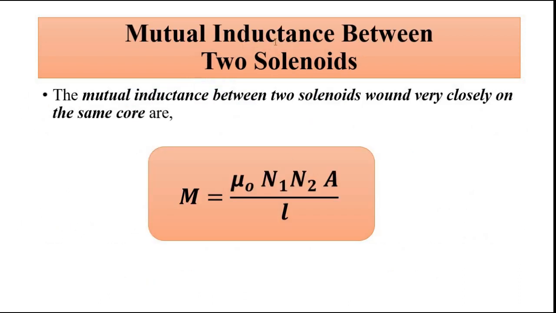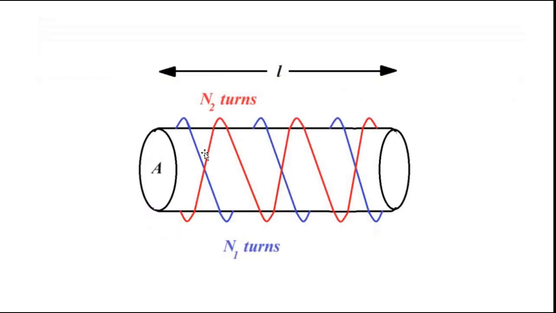Then, the mutual inductance between two solenoids. In the first video we discussed a single solenoid coil consisting of a single core with only one wire wound over it. So let us imagine another situation where we have an insulated core and two wires wound closely packed, such that they have the same cross-sectional area and same length. One wire, denoted by the blue color, consists of N1 turns, and the second wire, expressed in red color, has N2 turns.